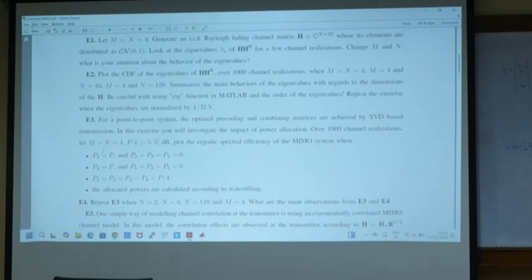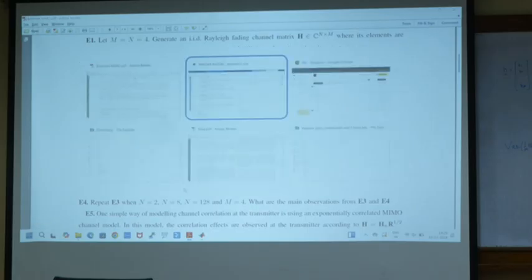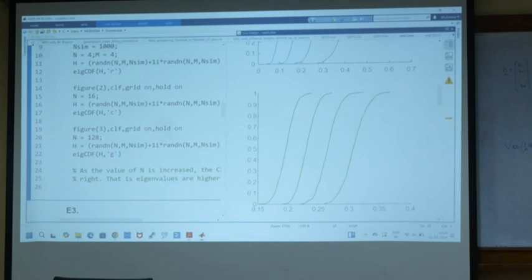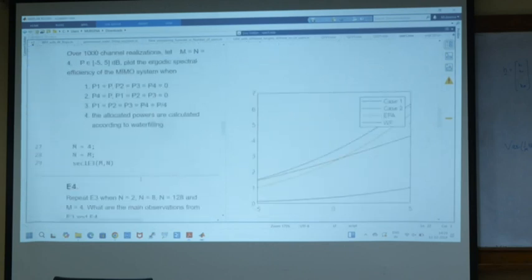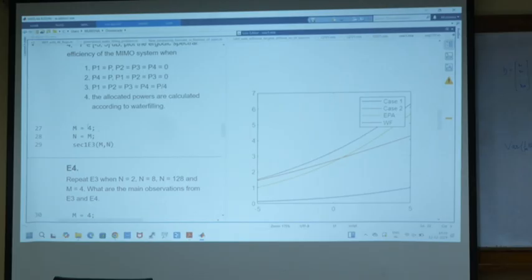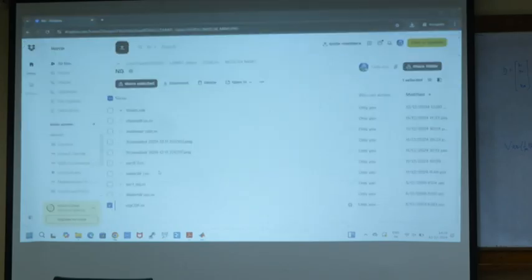First case, you allocate power only to the first stream. Second case, you allocate power only to the fourth stream. Third case, you allocate equal power to all of the streams. And the fourth case, allocate power according to water filling. Did you understand the question? So I chose m equals 4, n equals 4, same, and I made a function, section 1 E3. Let me see where it is. It's here.